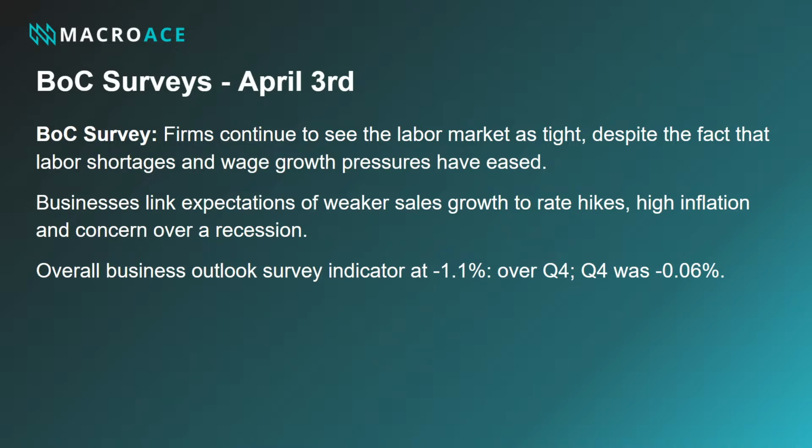The overall business outlook survey indicator was at minus 1.1 over the fourth quarter. Looking quarter over quarter, compared to the previous quarter, it was minus 0.06%. So you can see that it is slightly worse than the previous outlook survey indicator we'd seen last time, but not hugely. That's more or less as expected from what the central bank is looking for.